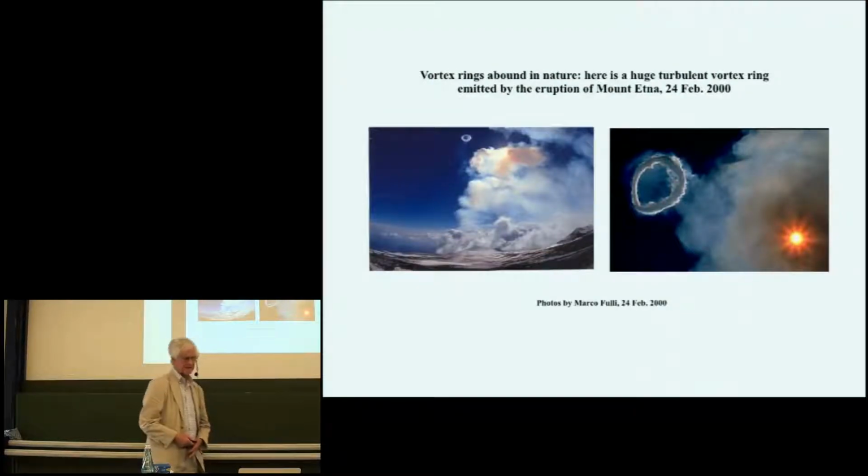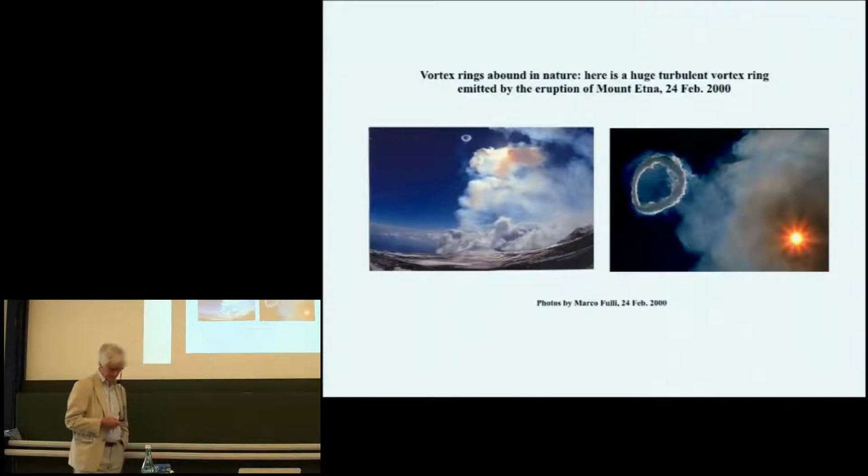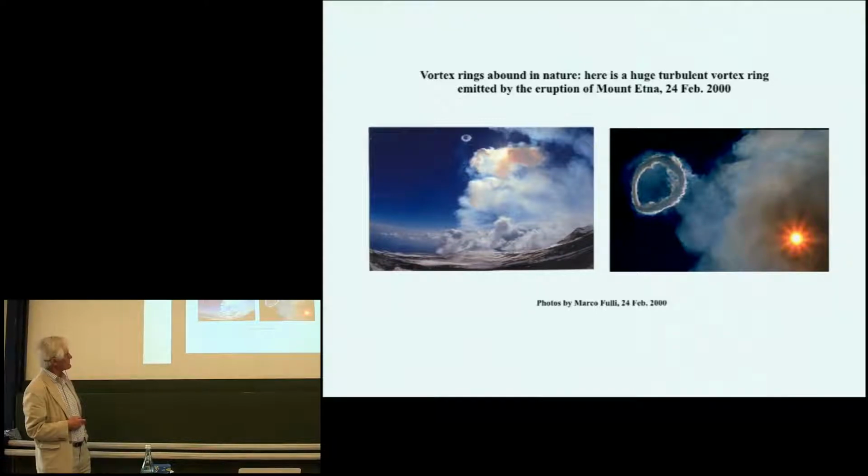I just say here that vortex rings do abound in nature. This is a wonderful photograph that was taken by Marco Fulle, the eruption of Mount Etna in February 2000. It's quite a famous photograph, but it's an amazing vortex ring that was emitted like a great puff from the volcano. And this was a close-up of the same ring. And it survived for quite a long time.